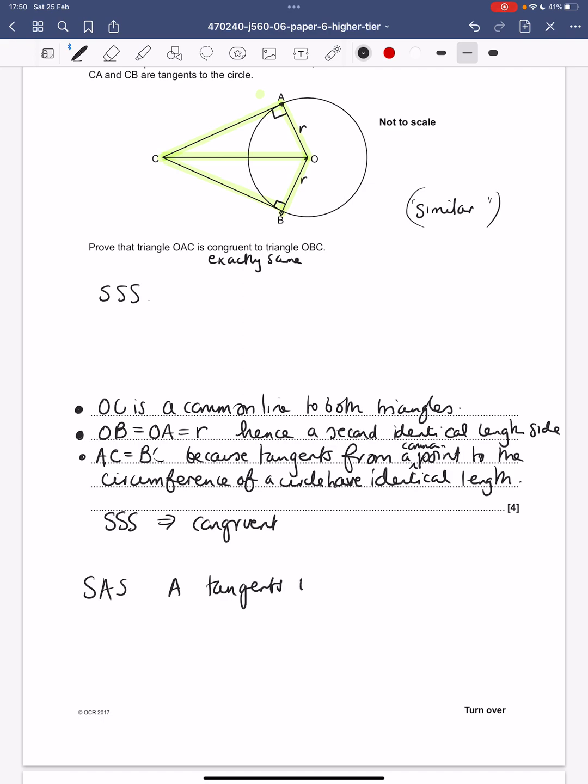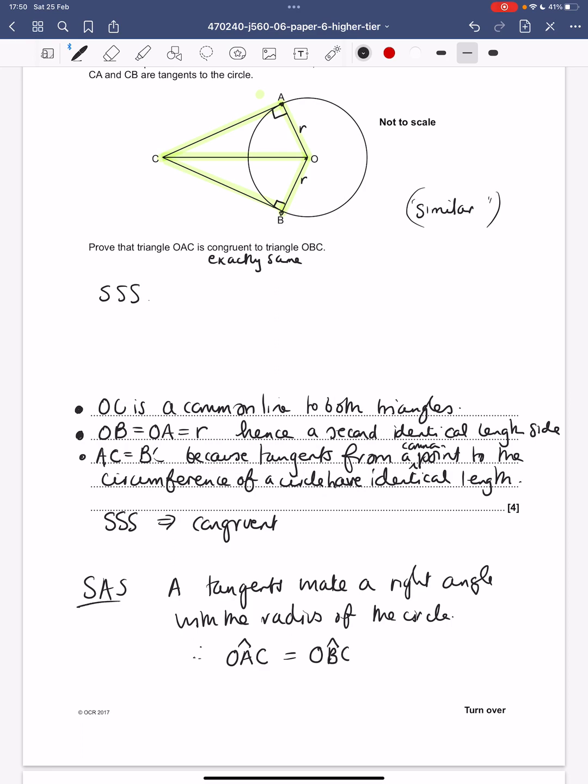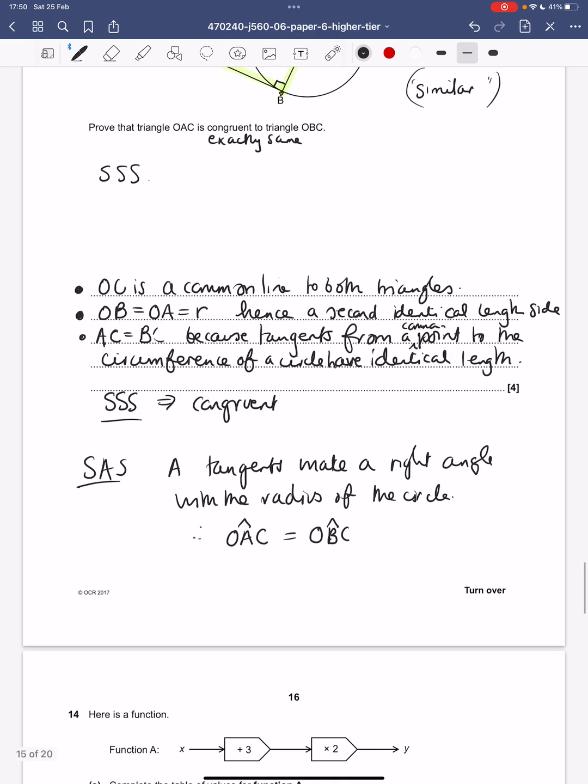Tangents make a right angle with the radius of the circle. So therefore, angle OAC is equal to angle OBC. That's if you wanted to do it that way, but either way will do.